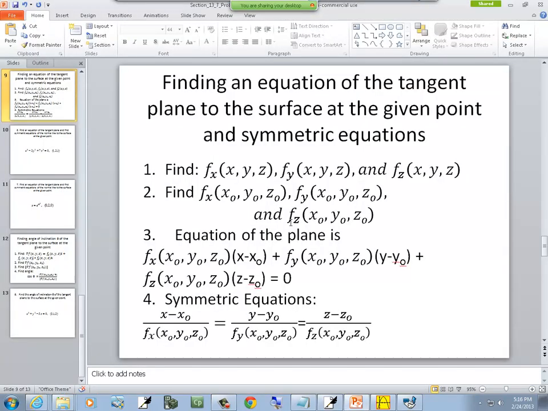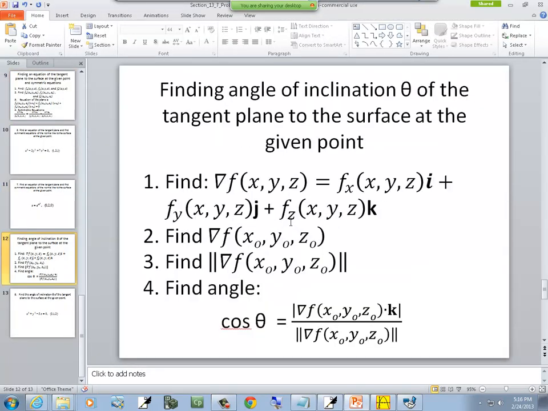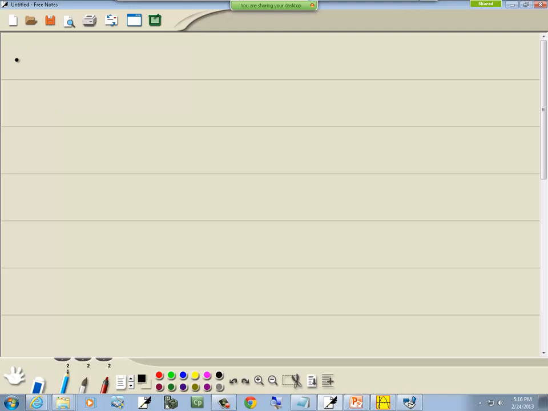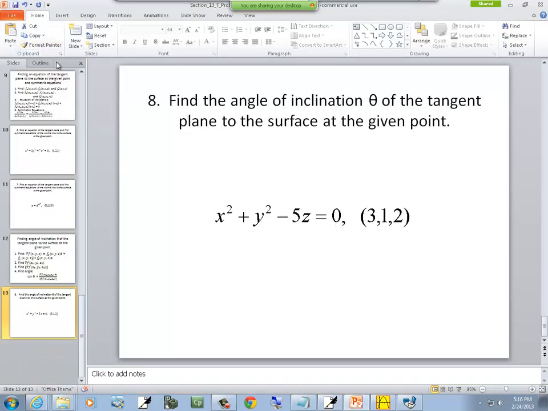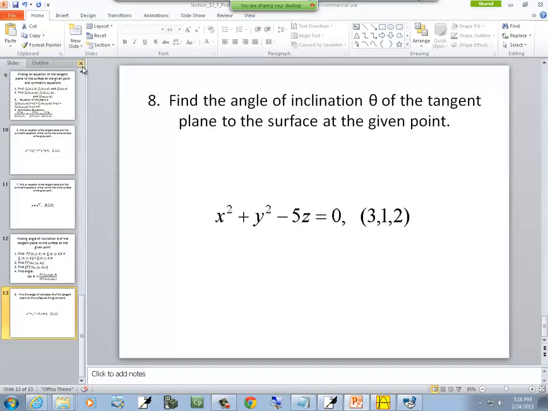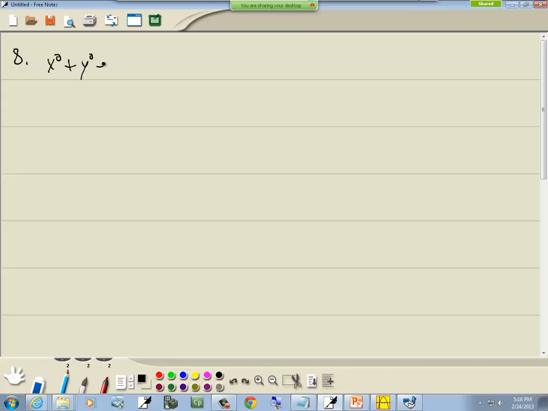Now, last thing in this section we're finding is find the angle of inclination theta of the tangent plane to the surface at a given point. Okay, so let's look at this: x squared plus y squared minus 5z is equal to 0.